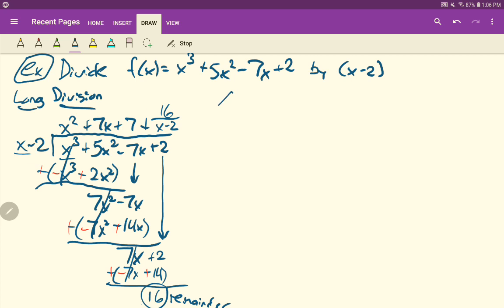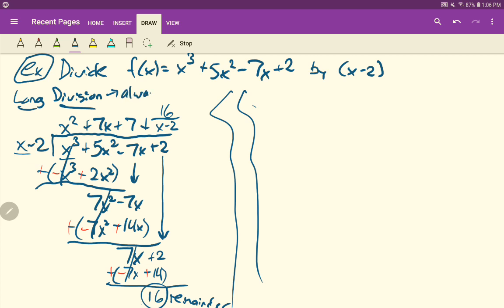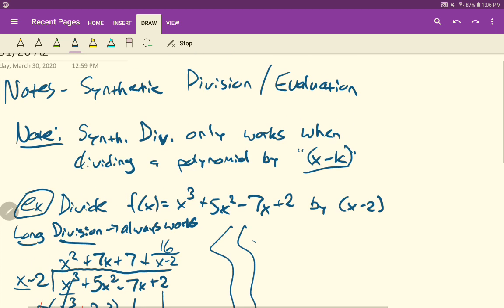Now, compare that with synthetic division. Okay, so now the good news about long division, it will always work. We can see that it takes a lot more work over here. Right? You can see that this is a lot of work right there, okay? Synthetic division, like we said up here, only works when dividing a polynomial by x minus k.